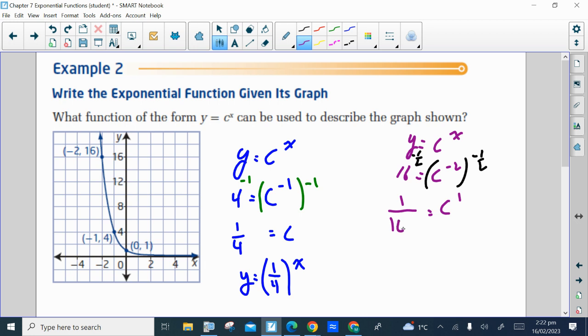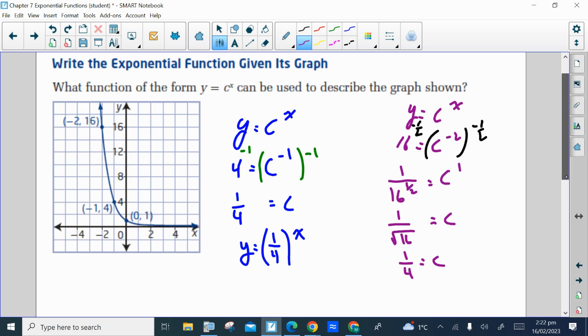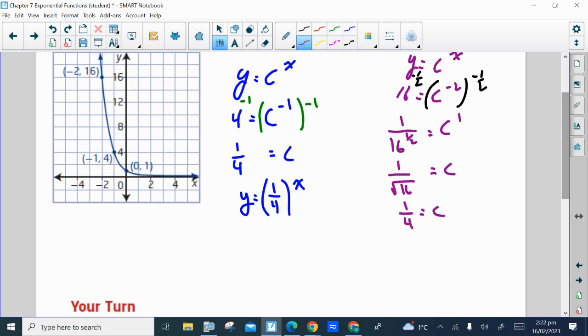So that'll be 1/16 to the positive 1/2. And positive 1/2 as an exponent means square root. And the square root of 16 is 4. So you get the same answer for c. Took a couple extra steps. But again, this just shows it doesn't matter which point we use. The only one you can't use is the y-intercept to algebraically determine what the c value is.